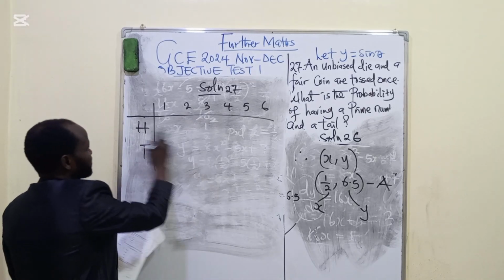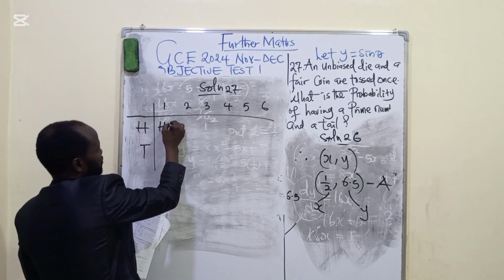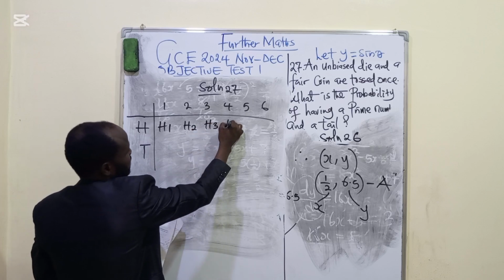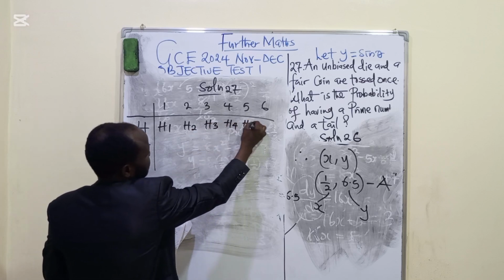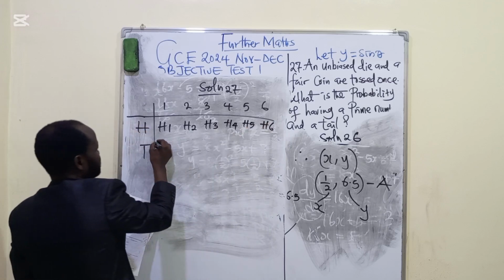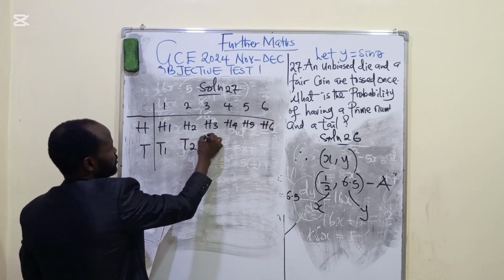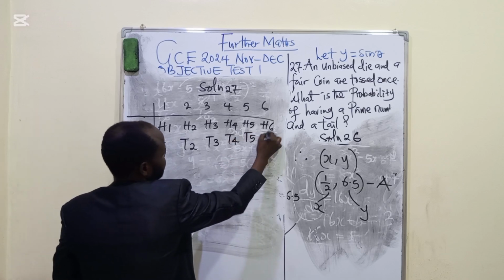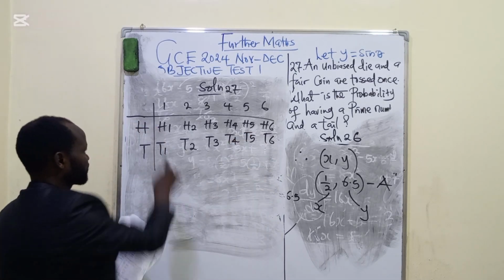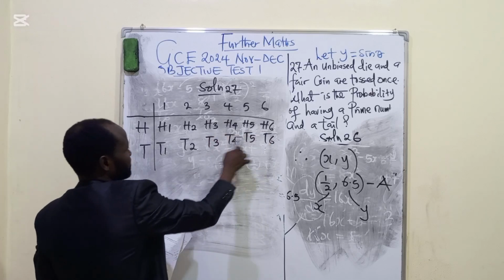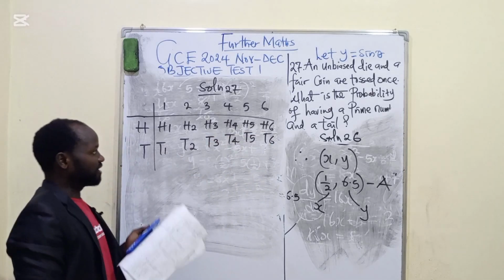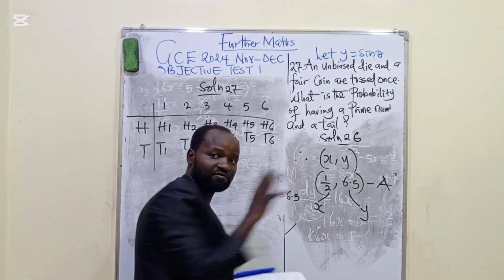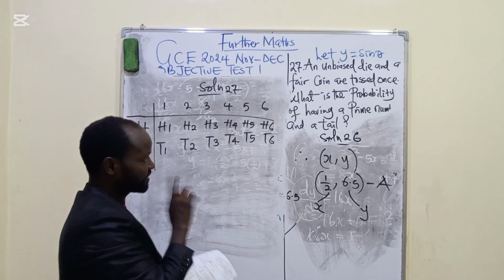So let's look at the sample space. We have H1, H2, H3, H4, H5, H6. Then tail 1, tail 2, tail 3, tail 4, tail 5, tail 6. This will be our sample space. 1, 2, 3, 4, 5, 6, 7, 8, 9, 10, 11, 12. We have 12 in the sample space. Very important. But the question is, what is the probability of having a prime number and a tail?